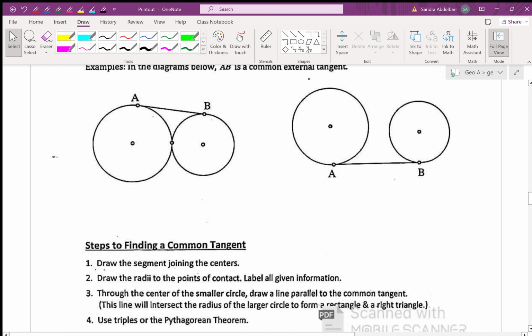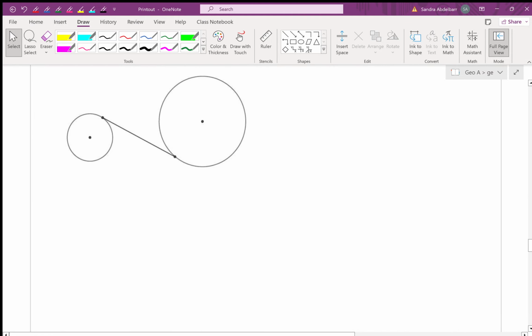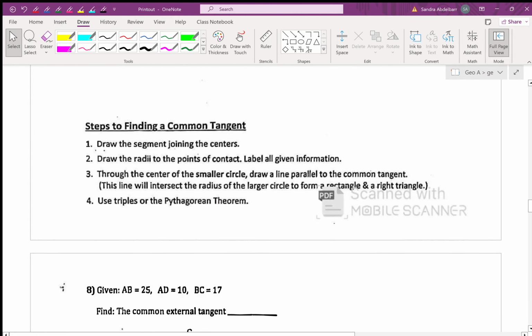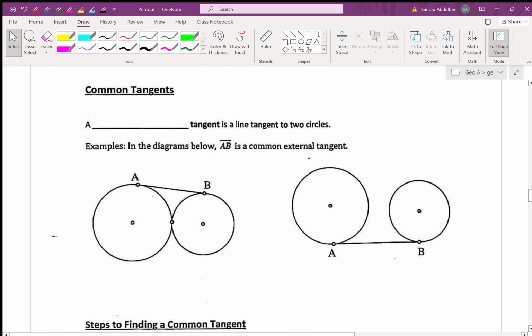All right. I think this is our last part of today, common tangents. A common tangent is a line tangent to two circles. So if you look at this, we have AB is tangent to the first circle and it's tangent to the second circle. AB over here again is tangent to the first circle and it's tangent to the second circle. So that's what a common tangent is, when one tangent line or segment is tangent to two different circles.